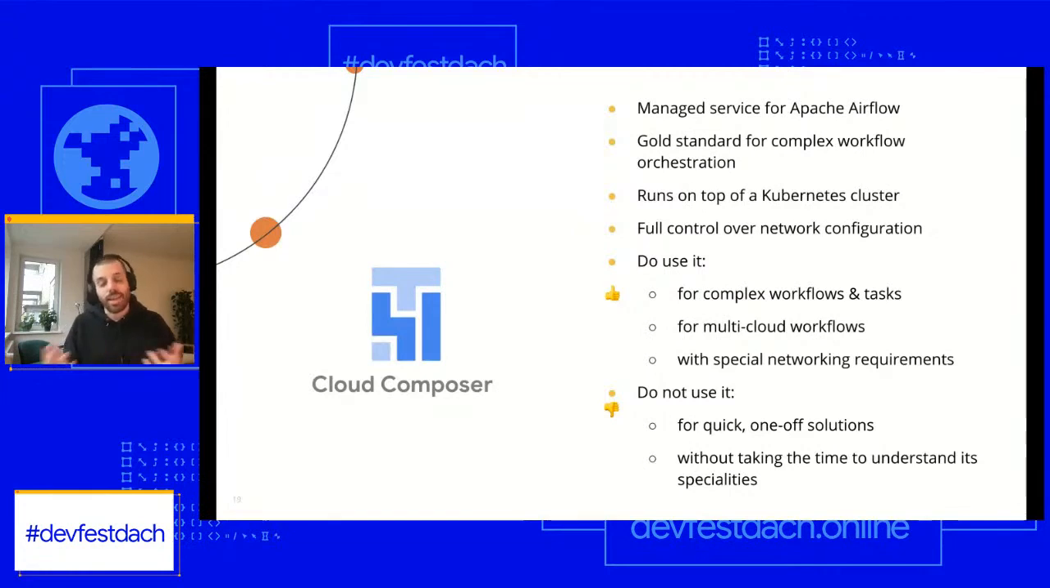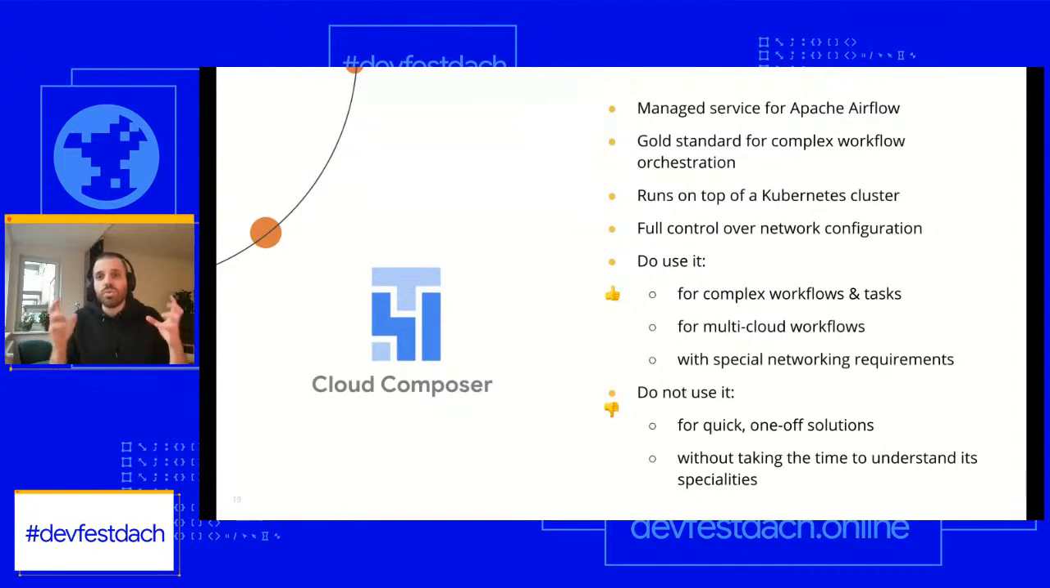And this really is, again, I'm overusing the word gold standard a little bit, but I've seen so many organizations, data organizations, picking this up in the last couple of years. It's the tool for complex workflow orchestration. It runs on top of a Kubernetes cluster, so we have really controlled compute resources underneath. And you, in general, therefore also have full control of the network configuration.